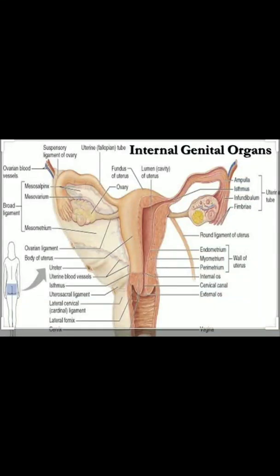Today we'll learn about the internal genital organs in female. There are four internal genital organs. There are vagina, uterus, ovaries and fallopian tube. First, we saw about vagina.